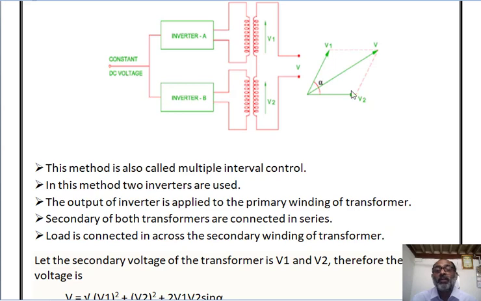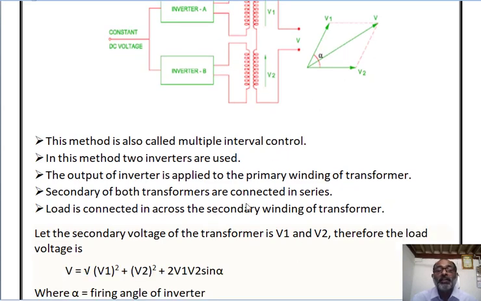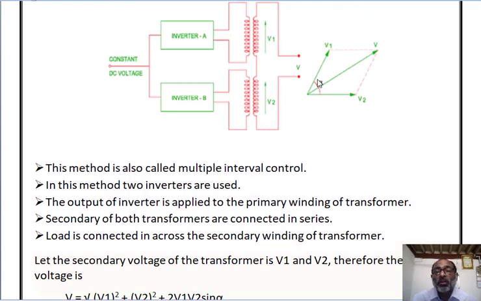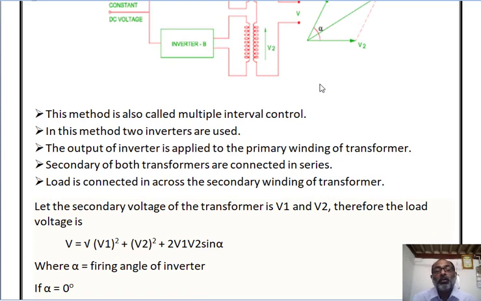Now let me see the secondary winding voltage. We have seen V1 and V2. Therefore the load voltage V is equal to the square root of V1 squared plus V2 squared plus 2 V1 V2 sine alpha. Alpha is the angle between voltage V1 and V2. What is this alpha? It is nothing but the firing angle of the inverter.